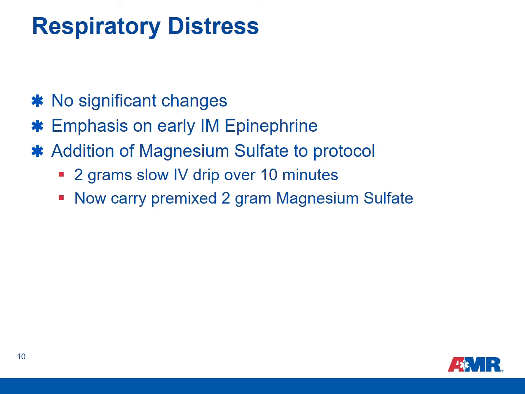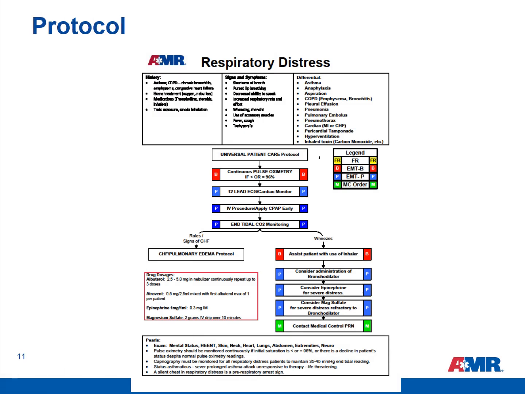So to simplify this process, we now actually carry a pre-mixed 2-gram bag of magnesium sulfate. All you've got to do is hook up your IV tubing and hang it. So here's a look at the protocol. The significant change again is the addition of magnesium sulfate.